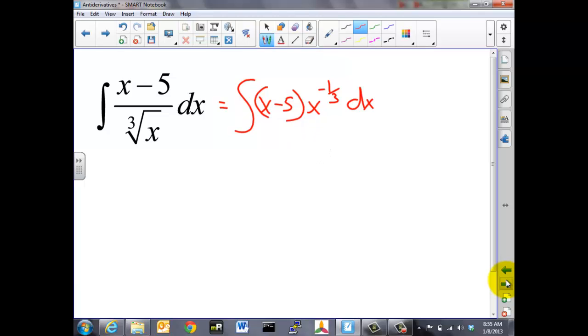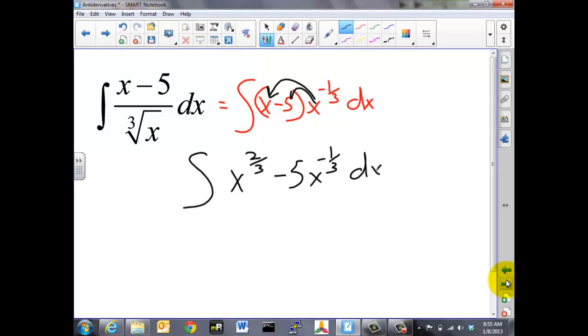Now in about 3 weeks, some of you are going to want to integrate that, and I'm going to mark it wrong. Okay? Don't integrate that. It's multiplying. We cannot integrate at this point in time. Now we need to distribute the x to the negative 1/3. So we get the integral of x to the 2/3 minus 5x to the negative 1/3 dx.